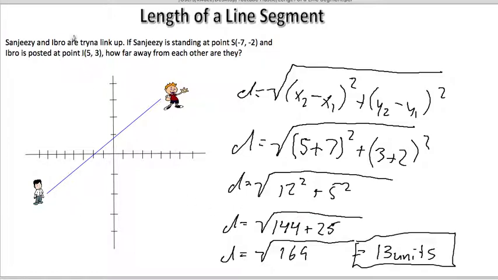Therefore, Sanjeezy and Ebro, if they're trying to link up, they gotta find each other. They're 13 units away, so they can find each other quick time and they can fly to STC.